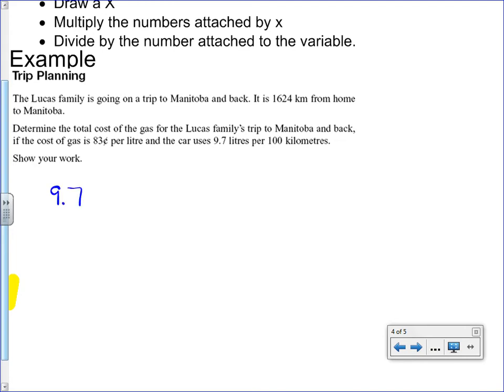9.7. Excellent. 9.7 and 100. What is the 9.7 talking about, Noriel? And what is the 100 talking about, Bailey? Very good. So I have my first ratio set up.